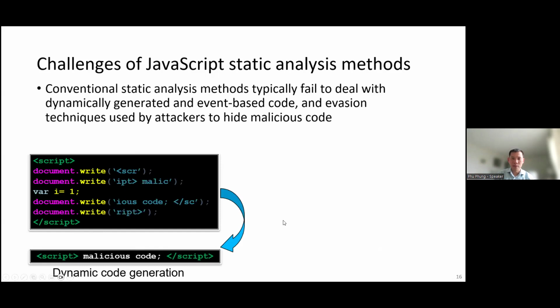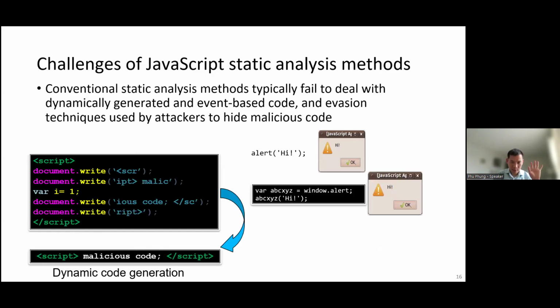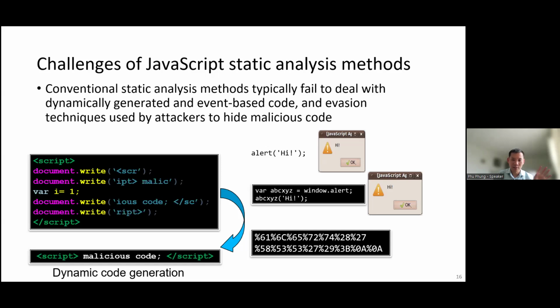Another example is, let's say we have a JavaScript code like this, and it's doing this. But the attacker can also write it like this, and it's equivalent. You can understand this one as a developer. But if you read it like this, you cannot understand anything. However, this is equivalent code. So these are the challenges that JavaScript poses for static analysis, and even if we do dynamic analysis, this will be really challenging.